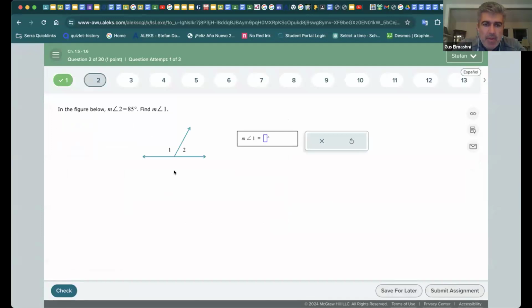Remember, if one is 85, the other one's 180 minus that, so it's 95. Yeah, 95.